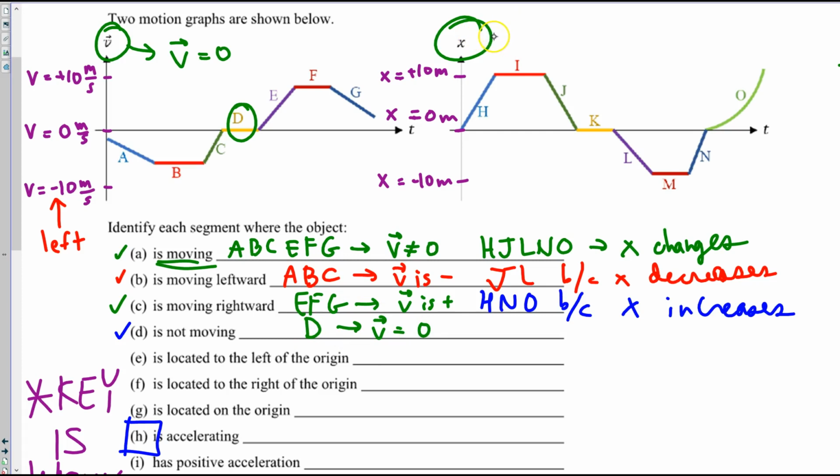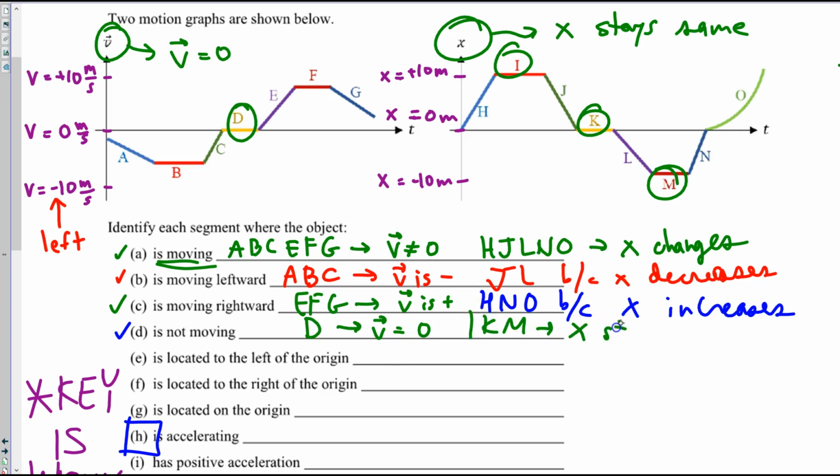You're not moving if your position stays the same, if it's constant, if it doesn't change. Where do we see a position that stays the same? I. Position doesn't go up or down. Likewise, K and M. I, K, and M. Position stays constant. Position doesn't change.